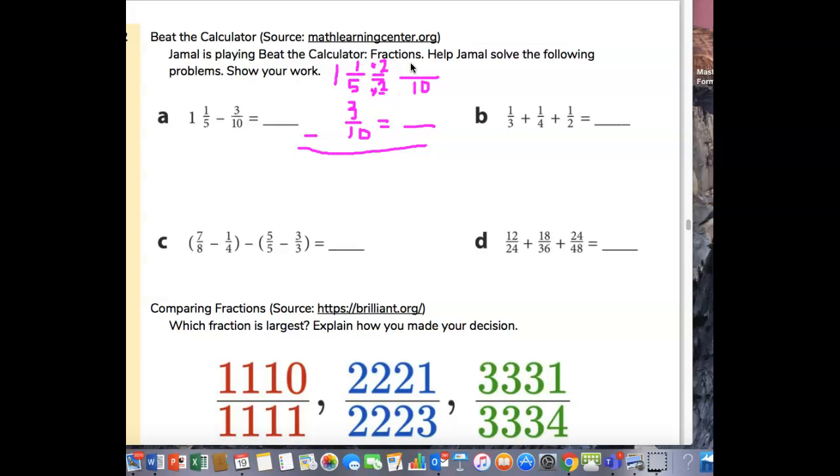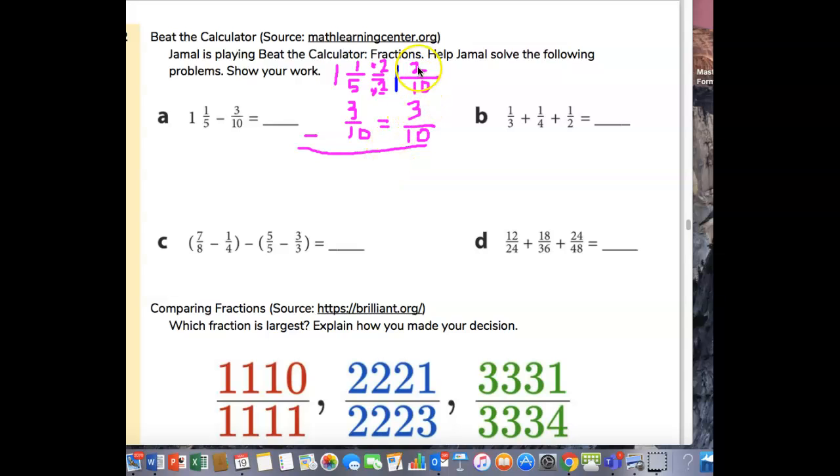So 1 times 2 is 2. And then we don't want to forget about our 1. Our whole number 1, we don't want to forget about that. So I'm going to put it there in a different color. So 1 1/5 is the same as 1 2/10. All right? So now we're just going to keep this 3/10. All right? So now we can subtract.